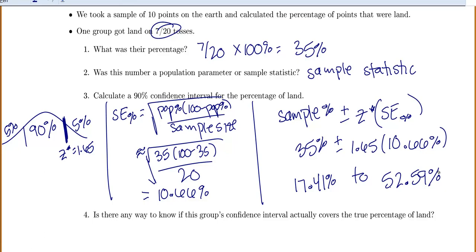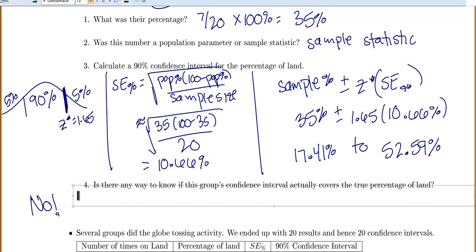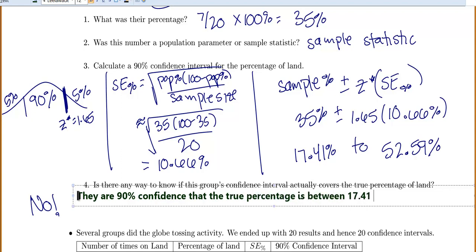So they are just 90% confident that the true percentage of land on the entire Earth is somewhere between 17 and 52%. Now, number 4, is there any way to know if this group's confidence interval actually covers the true percentage of land? No. They are 90% confident that the true percentage is between 17.41 and 52.49%.